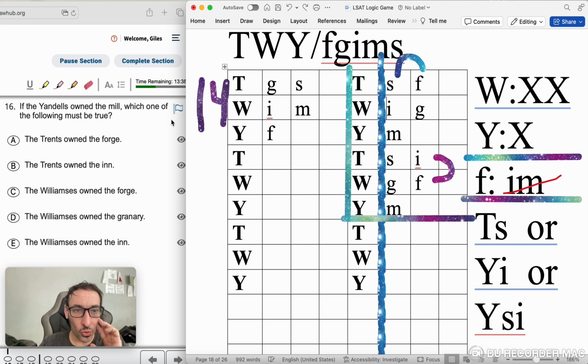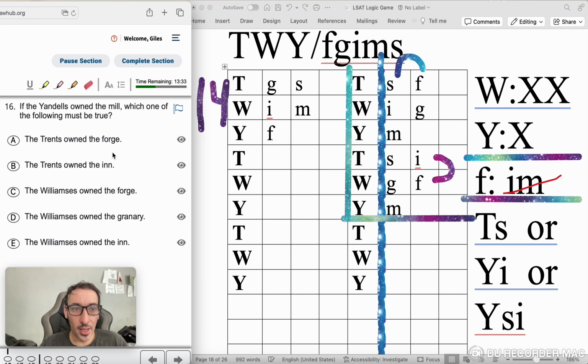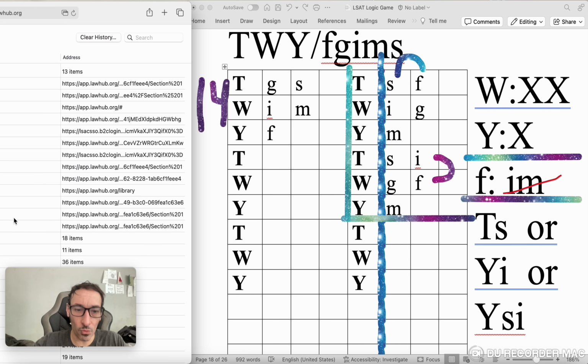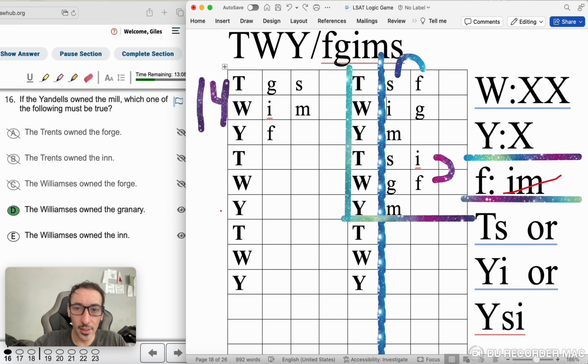Now it wants to know, so if M is in the Y position, which of the following must be true? That T owns the F. That's not true in the second world, so go ahead and eliminate it. The T owns the I. That's not true in the first world, go ahead and eliminate it. The W owns the F. That's not true in the first world, go ahead and eliminate it. The W owns the G. That's true in both worlds. And if you're having a problem seeing that, you see where I circle G at the moment?